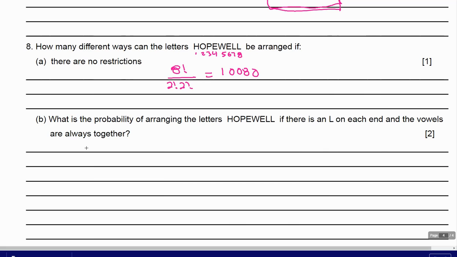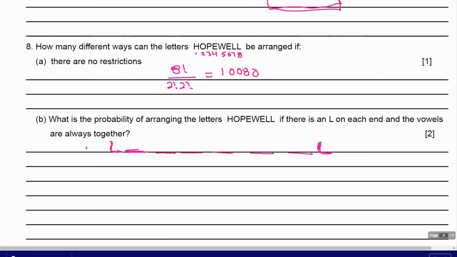Now tell me about B. What's the probability of arranging the letters in Hopewell if there's an L on each end and the vowels are always together? All right, so we got 8 letters, right? But we're going to put our L's on each end. 1, 2, 3, 4, 5, 6, and then L. These L's are always going to be there. They're never going to move. And they're identical, right? So I can even switch them and it doesn't change anything, right? So I'm not worried about these two L's.